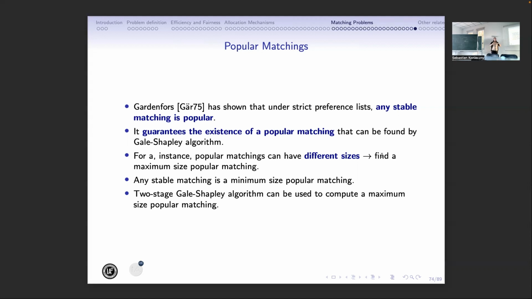If you want to compute a maximum size popular matching in the two-sided setting, you can apply an algorithm described by Gärdenfors, which is in fact a two-stage Gale-Shapley. So it applies Gale-Shapley from one side, and then, if I remember well, it applies Gale-Shapley on the other side, and it obtains a maximum size popular matching at the end. So popular matchings are quite interesting in two-sided markets.